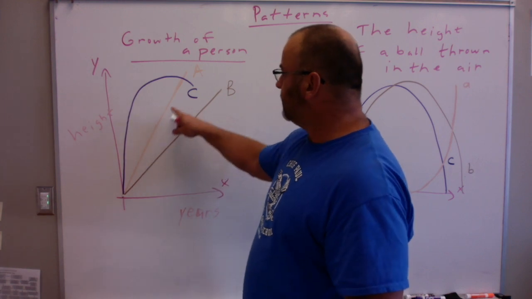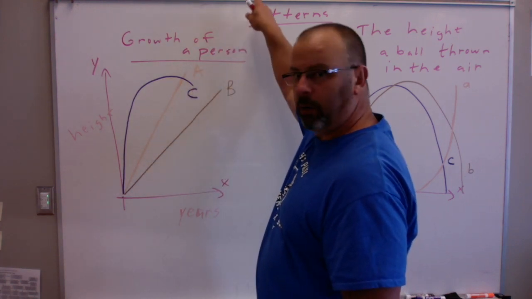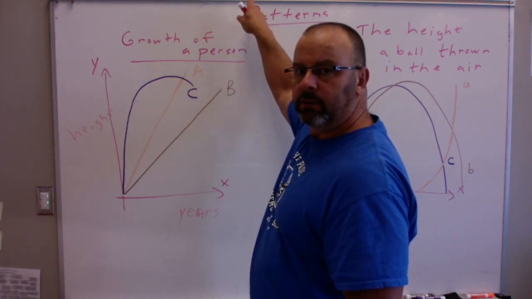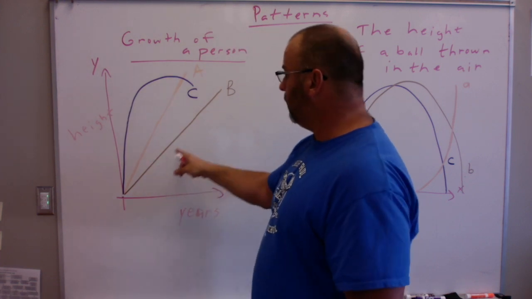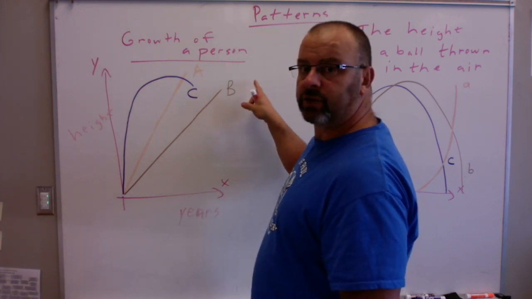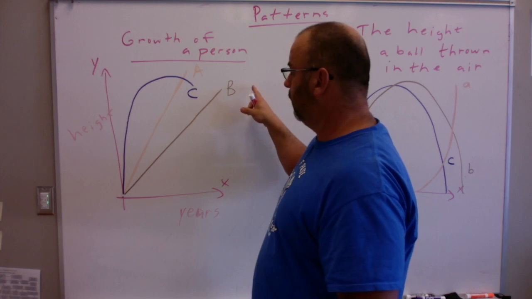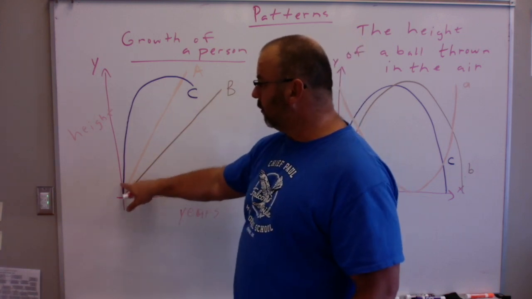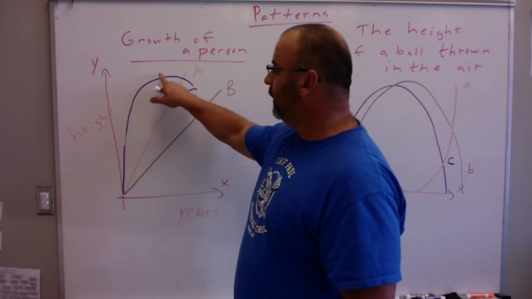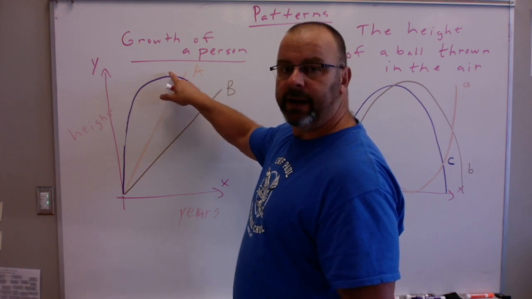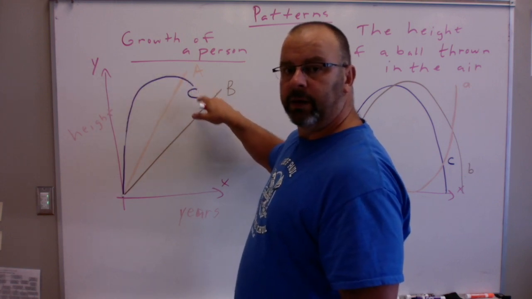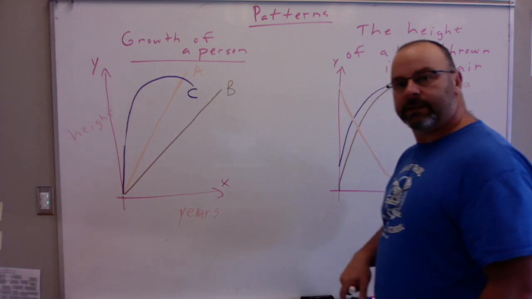So A says I continue to grow or keep growing forever and ever. B says I keep growing, but I grow at a slower angle or at a lower slope. And C says that I grow, but then I hit a height, and then I might even come back down when I get older. So which one makes the most sense?